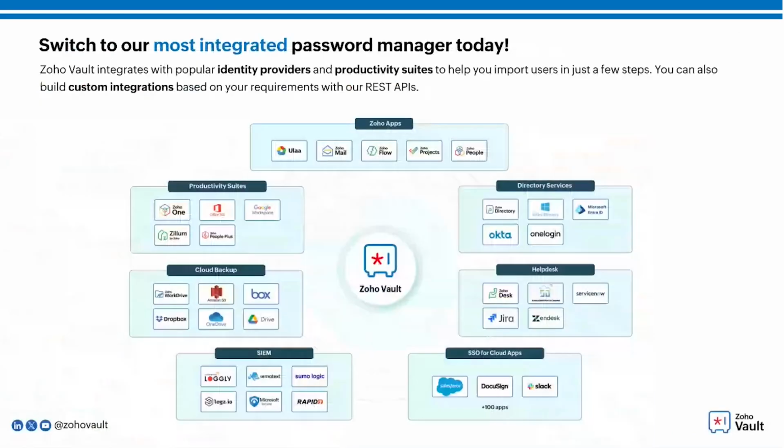Zoho Vault seamlessly integrates with various Zoho applications like Ulaa, Zoho Mail, Zoho Flow, Zoho Projects, Zoho People, Zoho Desk, and Zoho Directory. It also integrates with productivity suites, directory services, cloud backup, help desk, SIEM services, and supports SSO for over 100 cloud apps. You can also custom build integrations with our REST APIs.